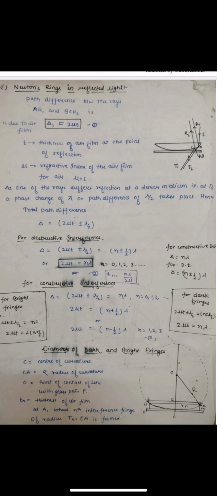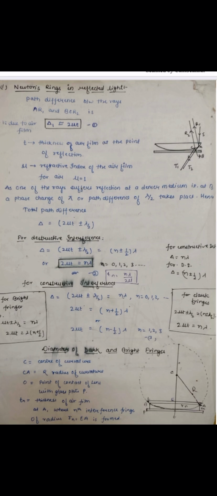Do you know the formula between the path difference and the phase difference? I would like to remind you, the phase difference is equal to 2 pi by lambda multiplied by path difference. You have studied this formula in your class 11th. The phase difference is equal to 2 pi by lambda multiplied by path difference. So the total path difference comes out to be 2 mu t plus minus lambda by 2.